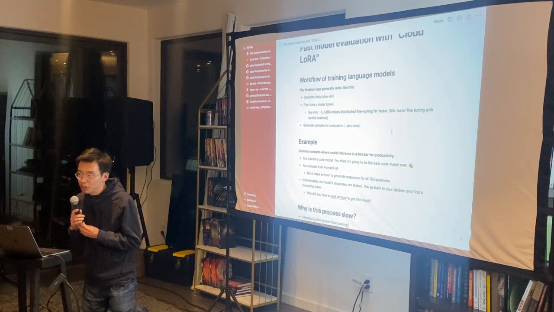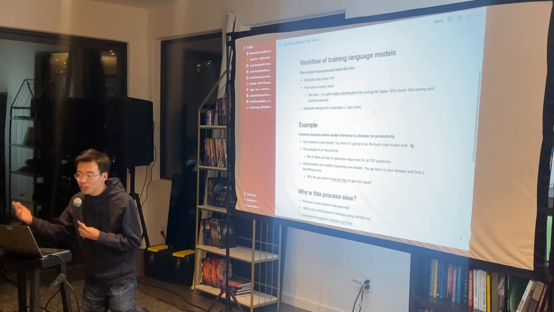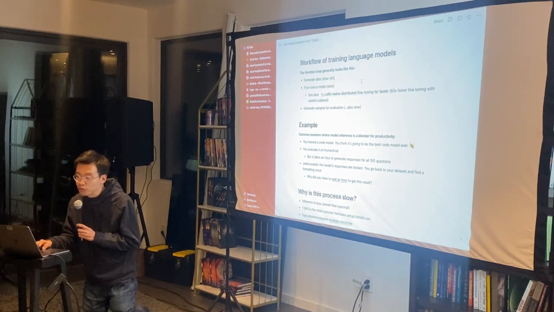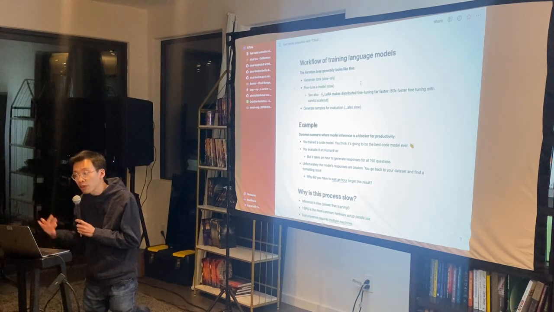We've done a lot of cycles of fine-tuning language models, and we've noticed quite a few bottlenecks in the workflow of doing that in the iteration loop. So the basic iteration loop of training a fine-tuning language model basically looks like you generate data, which might be slow. You fine-tune a model, which is fairly slow.